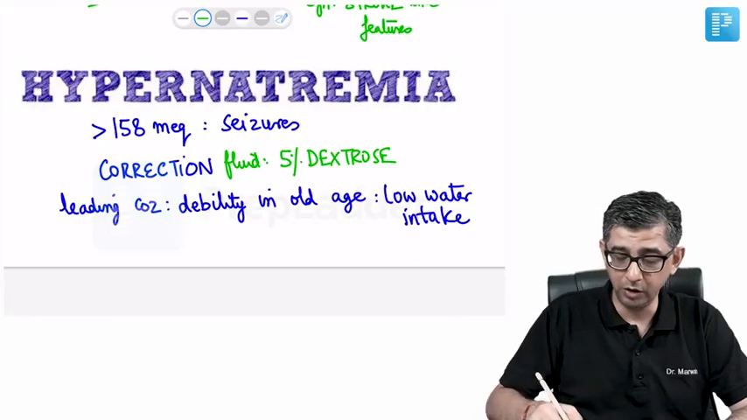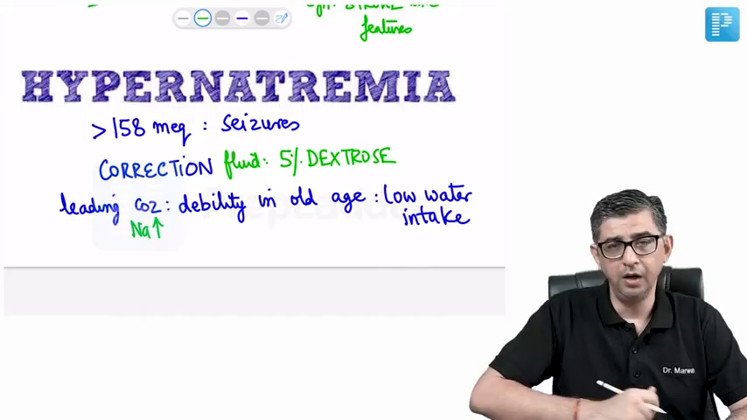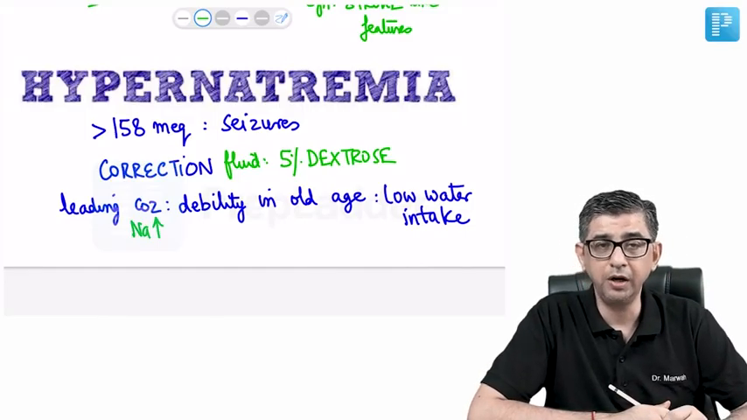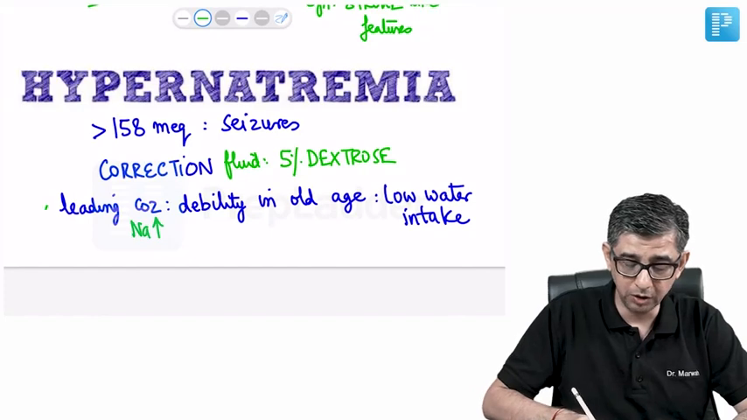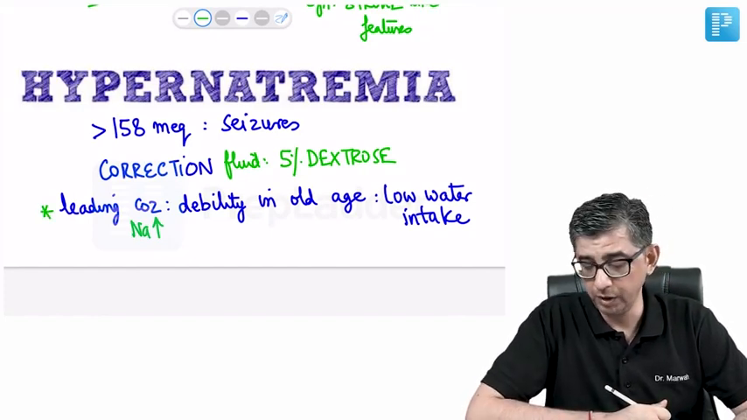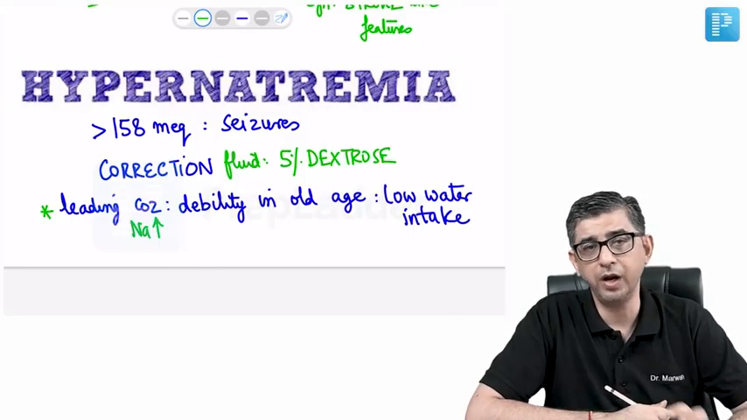Now, what is the leading cause of why a person would be having hypernatremia? In hyponatremia there were so many causes, but for hypernatremia, what is the leading cause why a person can be having a situation like this? It would be debility in old age. Let me say he's a case of Alzheimer's disease or Parkinson's.